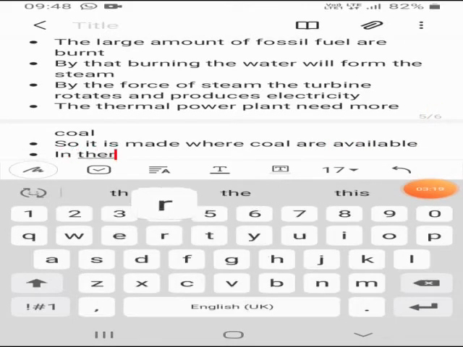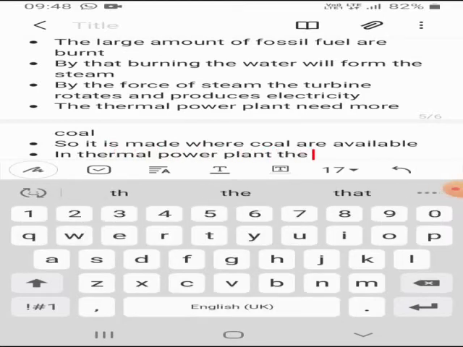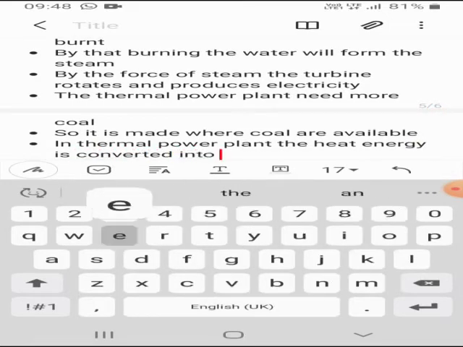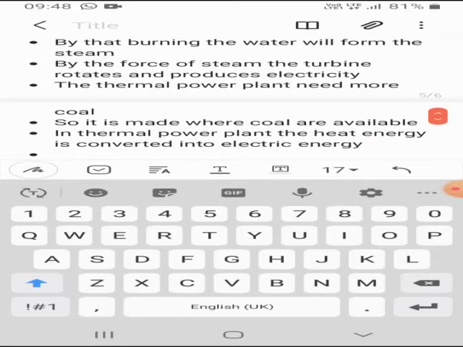In a thermal power plant, the heat energy that we get when we burn and evaporate water, when we get steam, is converted into electric energy. So this is how the thermal power plant works. By producing steam and heat, the turbine rotates and produces electricity.